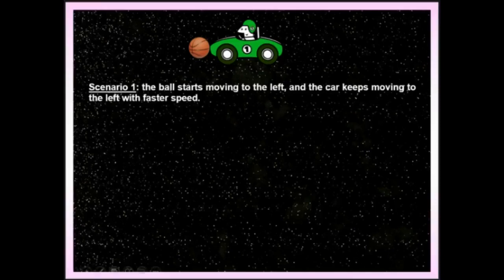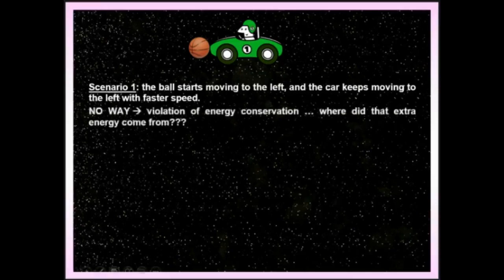So basically, I know I didn't teach you energy conservation, but it's such a well-known principle, especially, how many people did energy conservation in chemistry? Same thing. Chemicals never gain or lose energy. Everything is contained within the system. Okay? So no way. Why? Violation of energy conservation. Where did that extra energy for faster speed come from? Go ahead, write that down. So that's the first explanation why that cannot happen.